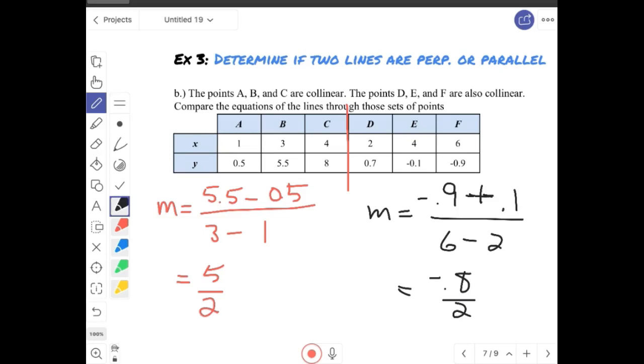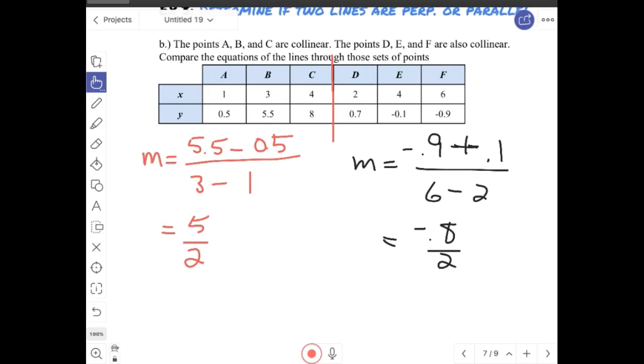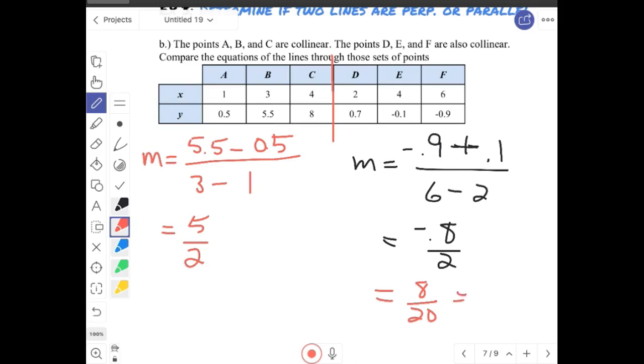Now to determine if these two things are opposite reciprocal, I'm going to multiply this by a 10. So I'm going to think of it as 8 over 20. And now I can take a 4 out of everything. And I'll be ending up with a 2. Sorry, that's still negative. So that is indeed opposite reciprocal for this one.